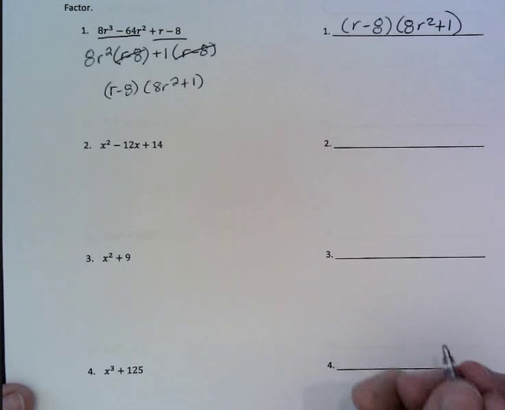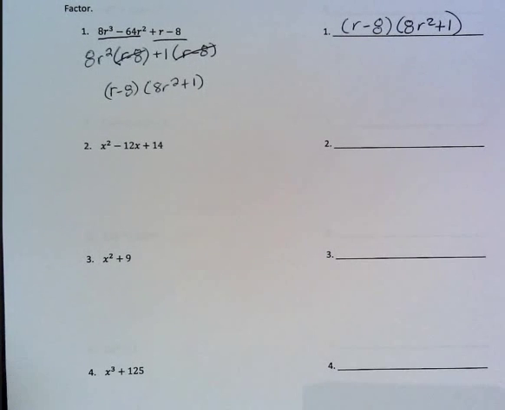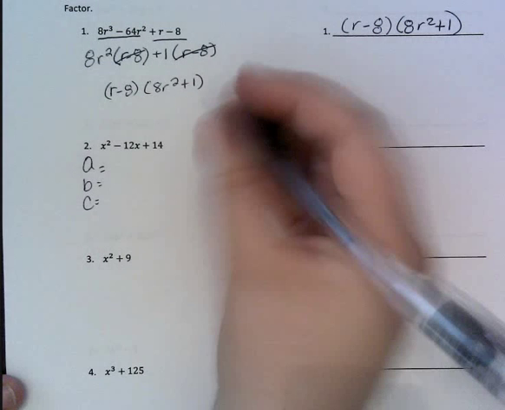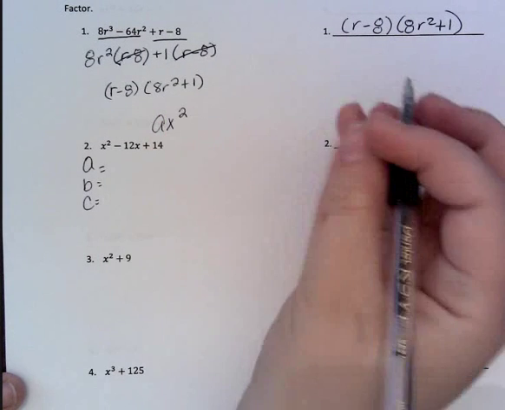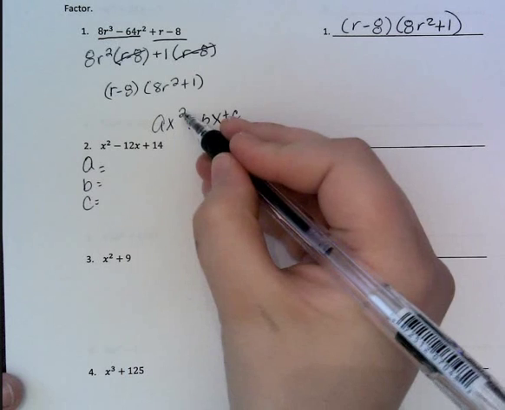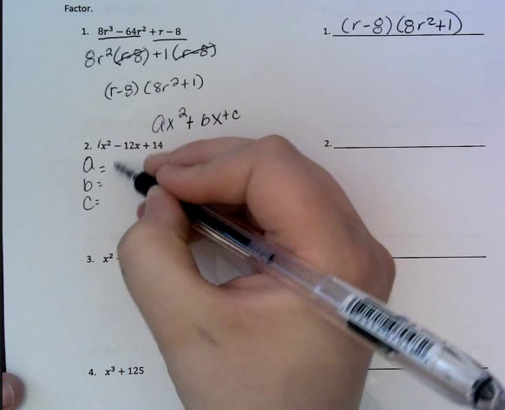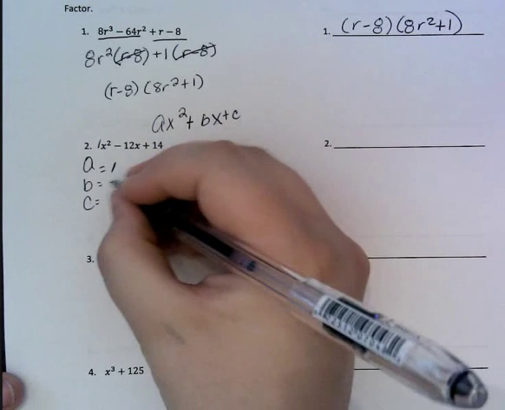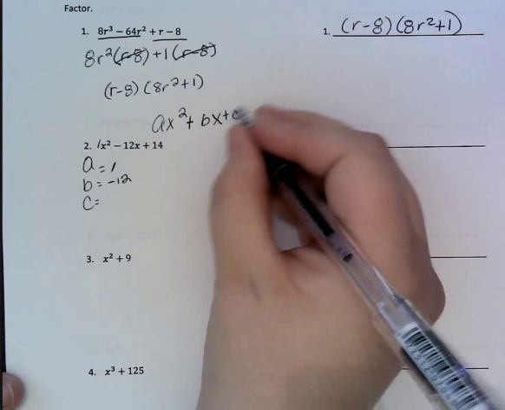Now number 2, step 1 is to take out the greatest common factor. When we look at number 2, we will see that there is no greatest common factor. So we now have to look at the number of terms. There are 3 terms, so that's our AC method. So you identify your A, your B, and your C. I'll remind you of the little formula I gave you guys, ax squared plus bx plus c. This tells you that the number in front of x squared is always your A, so that answer is a 1 there. The number in front of your x is always your B, so that would be a negative 12. And then the number by itself at the end here is your C, which would be a positive 14.